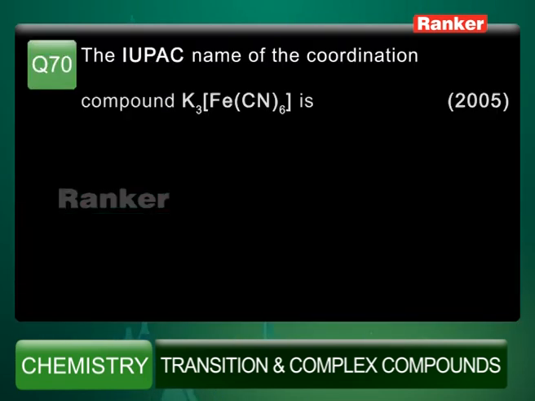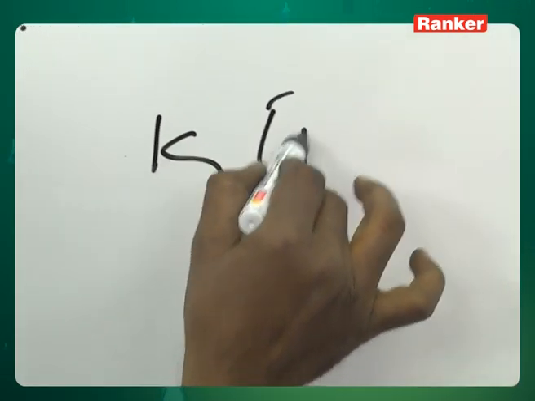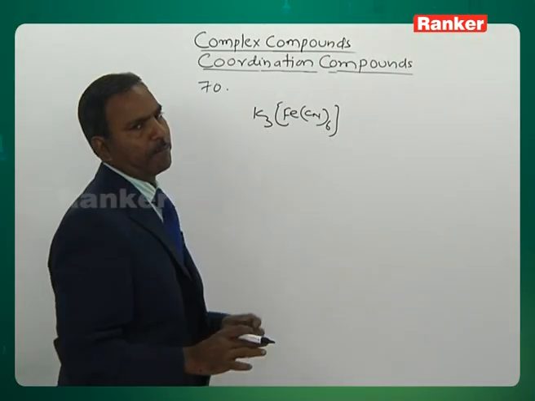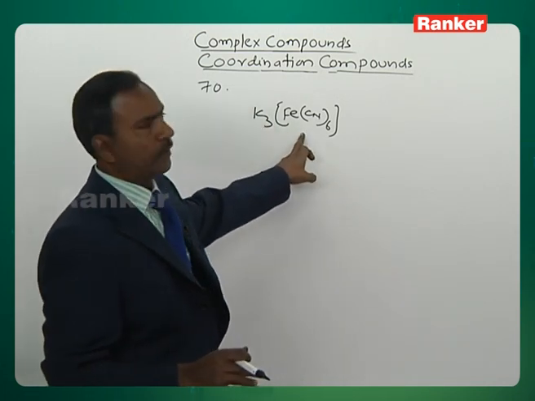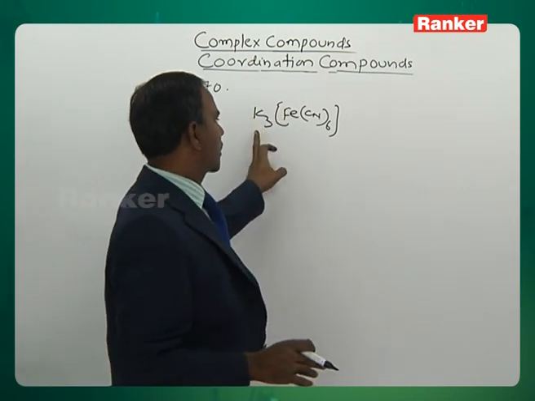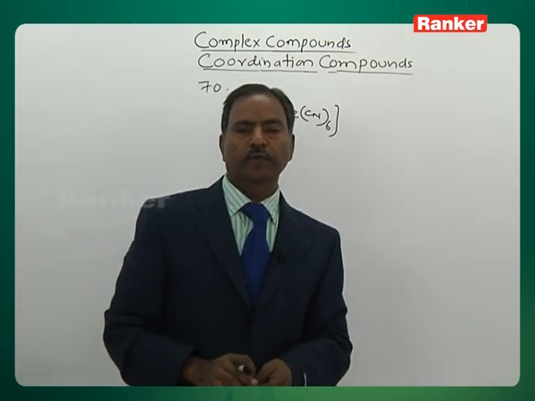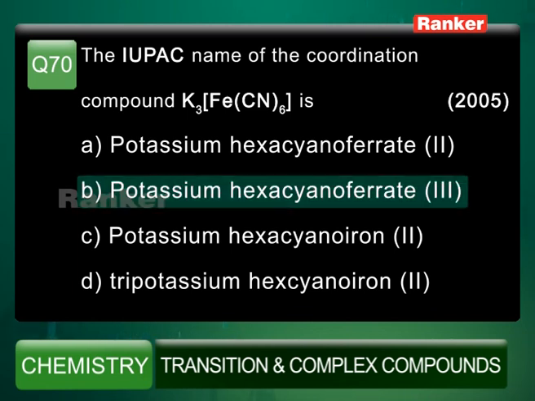Question number 70. The IUPAC name of the coordination compound K3[Fe(CN)6] is. What is the complex given? The complex given is K3[Fe(CN)6]. What is the name of this particular complex? Simply potassium, hexacyano, cation and anion. So, we have to add the oxidation state. Therefore, potassium hexacyanoferrate(III). So, option B. The correct answer is B.